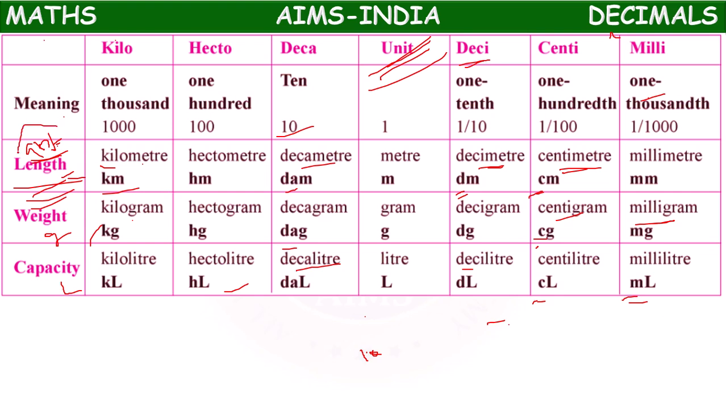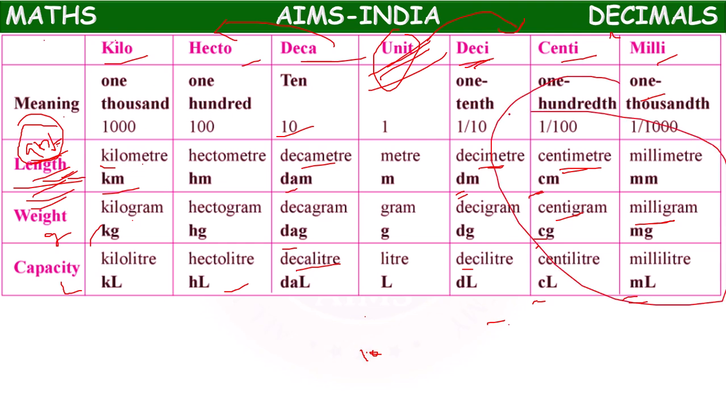Some of the lengths may be small, some may be bigger. So for measuring all kinds of length, we cannot make use of the same unit. That's why we need the help of bigger units and smaller units. So we have taken the help of kilo, hecto, deca, deci, centi, milli, so that we can measure bigger lengths with these and smaller lengths with these.